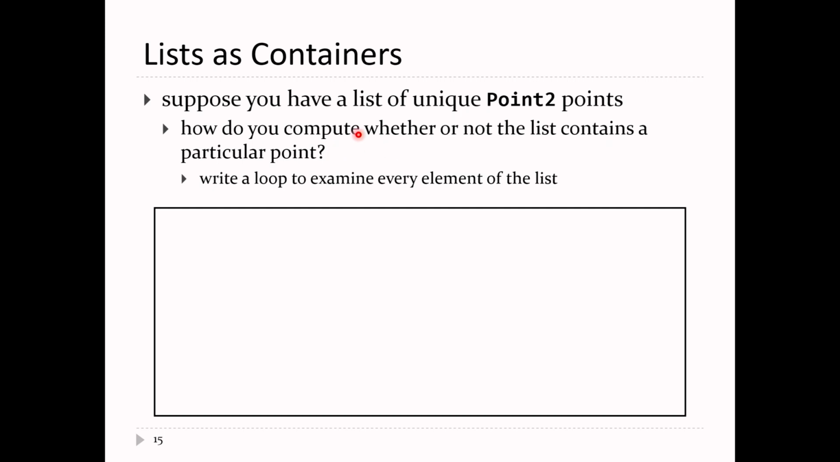Okay, so what's going on here? Suppose you have a list of unique 2D points. So I've got a bunch of points in a list. I would like to know, does that list contain a specified point? So how would you do it? Well, if you had a list, you could just use contains. But if you didn't know about contains, you would just write a loop. So I'd like to know, does this list contain that point P?